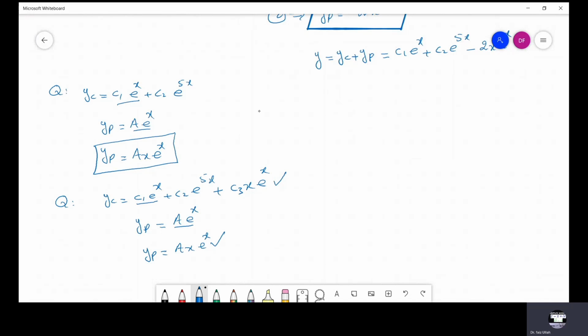So what do we have to do? We have to multiply again with x. So we get yp is equal to ax squared e power x. So this yp is wrong for the above question. The correct yp is this one, and so on.